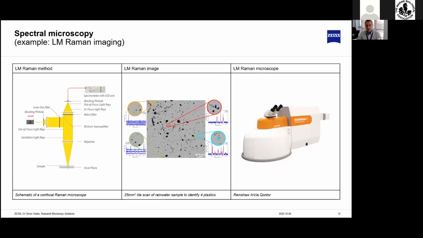I'd urge you to go onto the Renishaw website. Actually, they have some nice articles, if you haven't already read them, around the possibilities of Raman imaging and microplastics. And in this case, they looked at rainwater washout, and they were able to identify 4 main classes of plastics in terms of the chemistry of the Raman signal that was developed, and that's a 25mm scan.